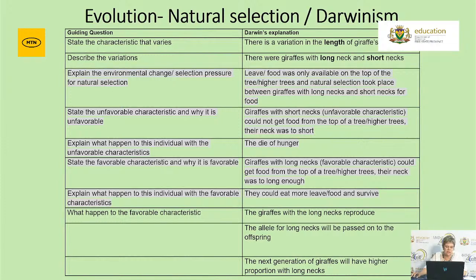And then we state the favorable characteristics. We say the giraffe with the long neck has a favorable characteristic. He could eat more, he could survive. So when he eats more, he survives. And then what happens? We will say that this characteristic of having a long neck survives, these giraffes reproduce, and they reproduce offspring with the desirable characteristic, which is long necks. So just a fine-tuning on how to answer it. Not anymore, there's a variation, favorable and unfavorable characteristics. Long necks is favorable, they survive. Short necks, unfavorable. So we must elaborate in our answers, and that is very, very important, especially with natural selection.